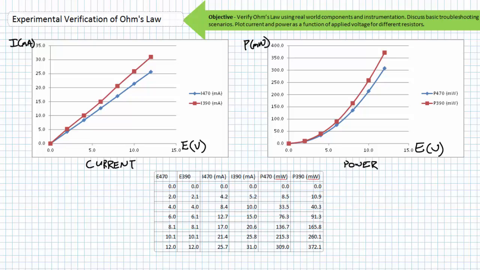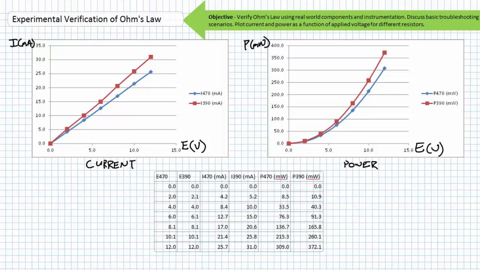Number 1, that at a given voltage, a larger resistor will have smaller current, and a smaller resistor will have larger current. Number 2, for increasing voltage, a given resistor will experience more current. And number 3, that power is a nonlinear property.